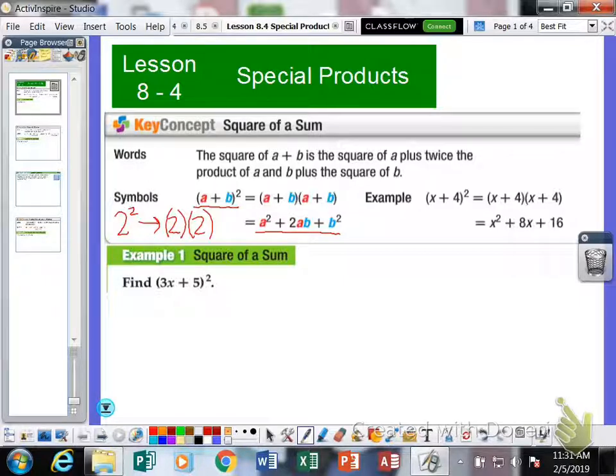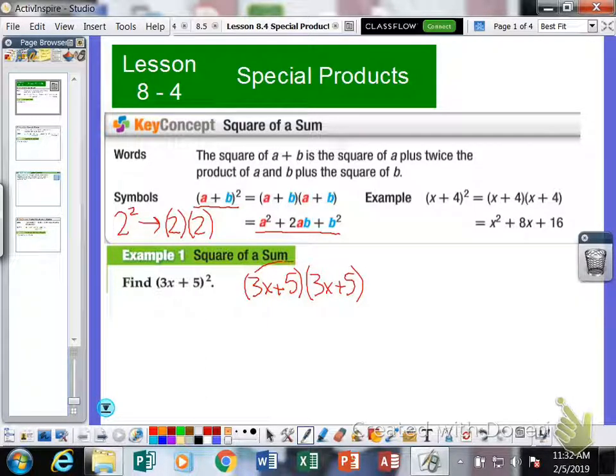So let's look at our first problem. We have 3x plus 5 squared. First things first, I want to rewrite this as 3x plus 5 times 3x plus 5, because it's squared. So I'm multiplying these two separate quantities together. Now to solve, we just use our FOIL method.